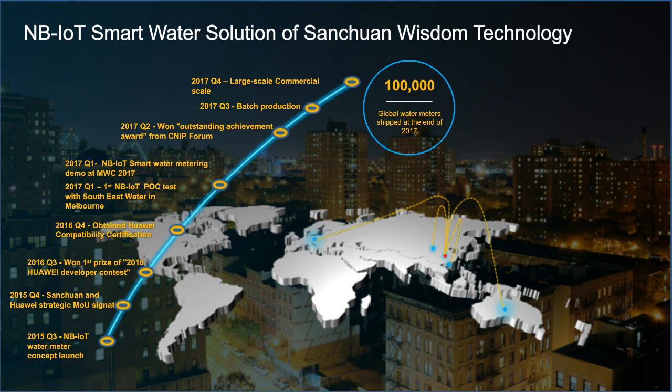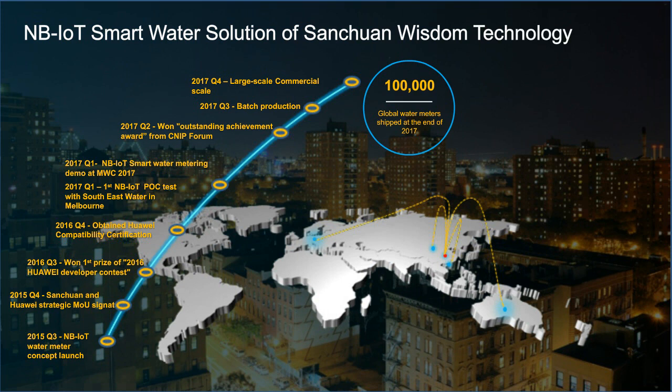After that, Sanchuan started mass production in the third quarter of 2017 and began commercial use. In the fourth quarter of 2017, Sanchuan increased the commercial scale, and 10,000 water meters had been shipped by the end of 2017. In 2018, Huawei and Sanchuan will start the commercial project and optimize it to reach its optimal state.